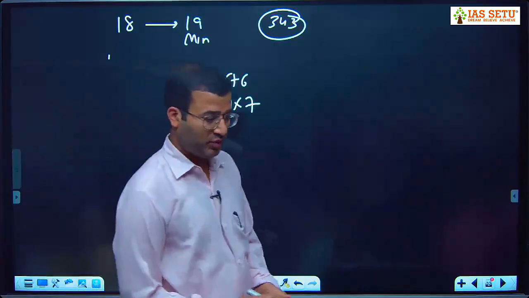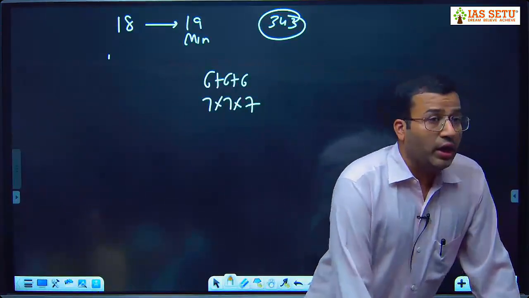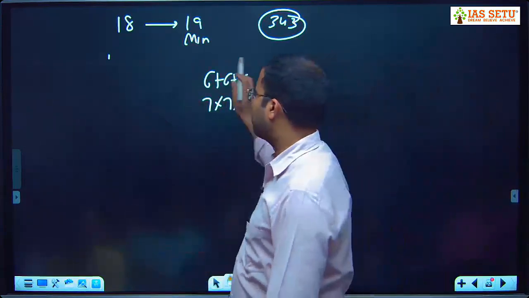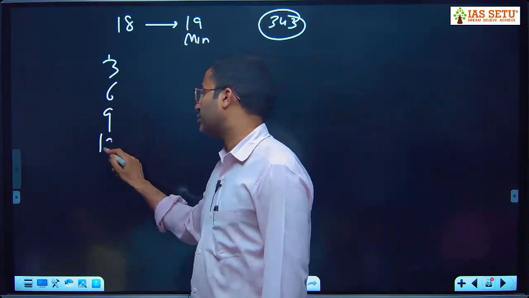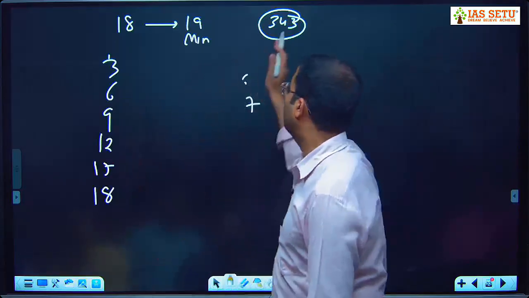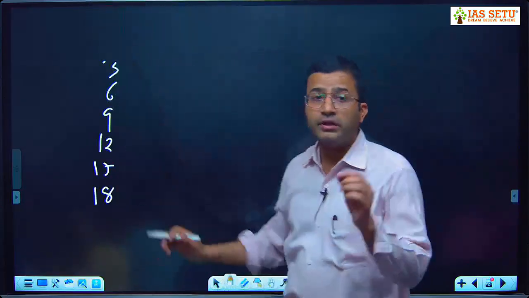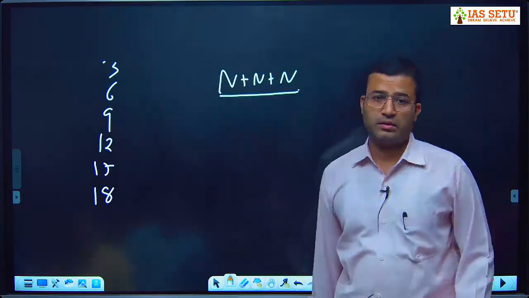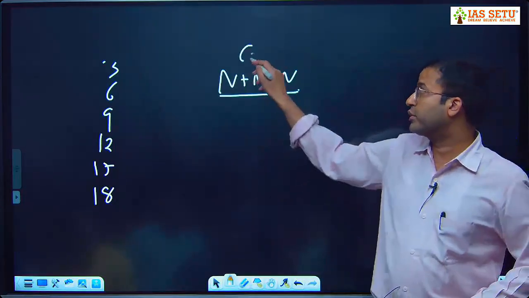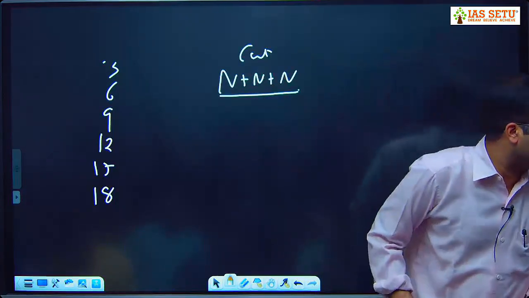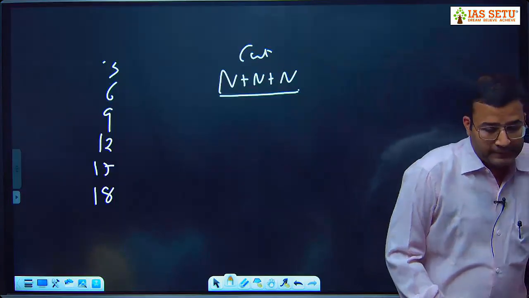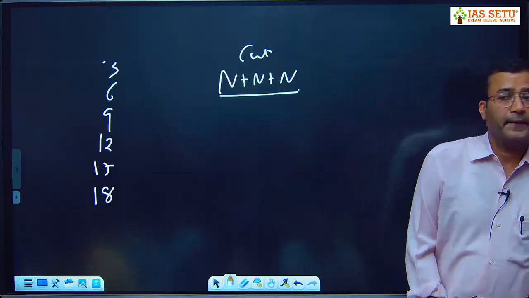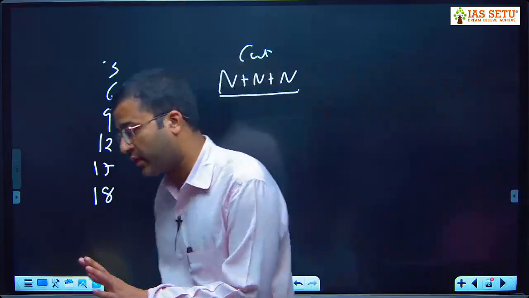Now the idea is, if your number of cuts is an exact multiple of 3, like 3, 6, 9, 12, 15, 18, to get the maximum number of pieces, our distribution has to be n plus n plus n. You have to distribute the cuts in the form of n plus n plus n. Any doubt? Clear?